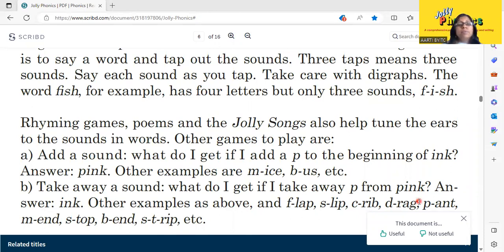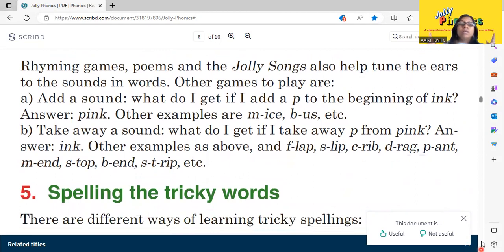So other examples are also there in front of you. If I remove F from flap, it will be lap. If I remove S from slip, it will be lip, right? Such games you can do in the classroom. These are the games which are very helpful throughout the year if you are doing such things.